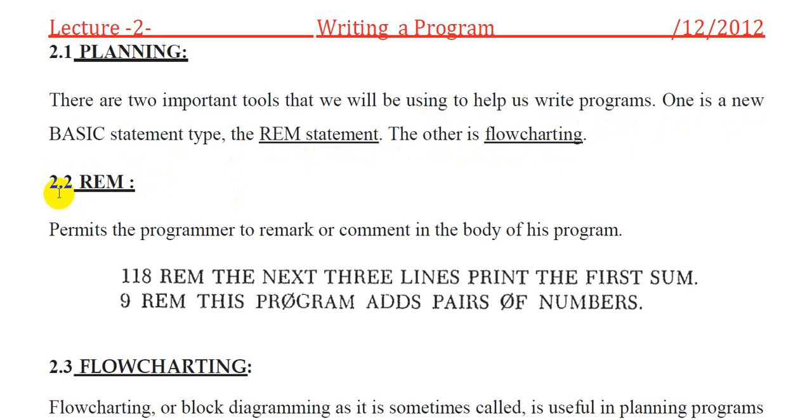Here is a Visual Basic program supplied by the keyboard as an input to the computer to execute or carry out certain activities. It permits the programmer to remark the command in the body of the program, as you can see from here. 118, REM, the next three lines print the first sum. 9, REM, this program adds pairs of numbers.